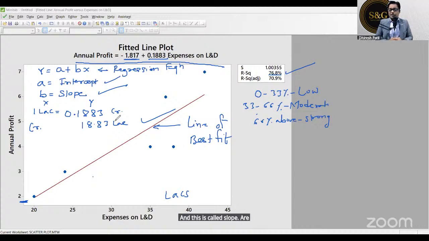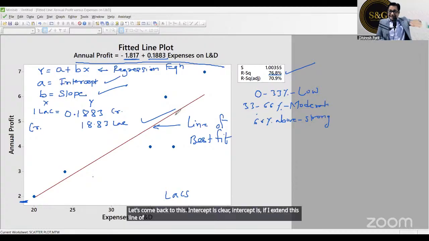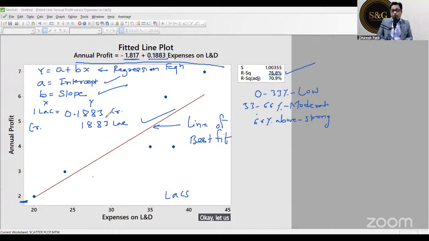Are you clear with this? Just give me yes in the chat box. Yes. What do you want me to repeat? Let's come back to this. Intercept is clear. Intercept is, if I extend this line of best fit, where it intersects the y-axis, that is called the intercept. Let's come to slope.